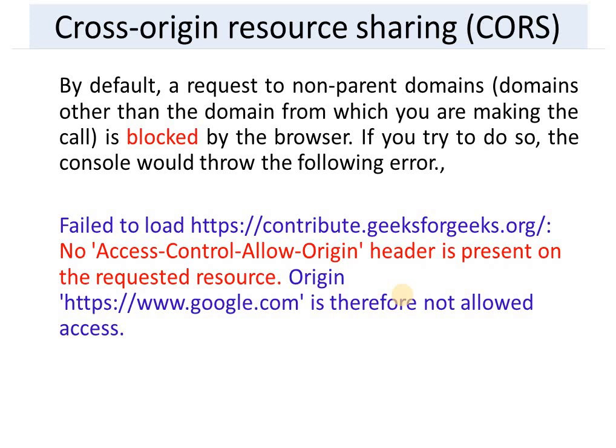For example, look at this. I have opened www.google.com. In Google, I am accessing this https contribute.geeks4geeks.org. Over here, HTTPS is the protocol and the domain is Google. Over here, the domain is geeks4geeks. So, with the same origin policy, it gives a message like this: no Access-Control-Allow-Origin header is present on the requested resource, this one. Therefore it is not allowed access.